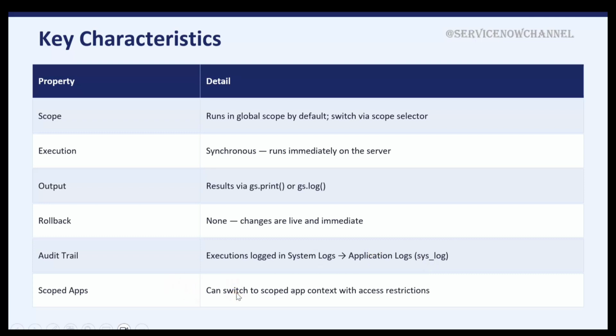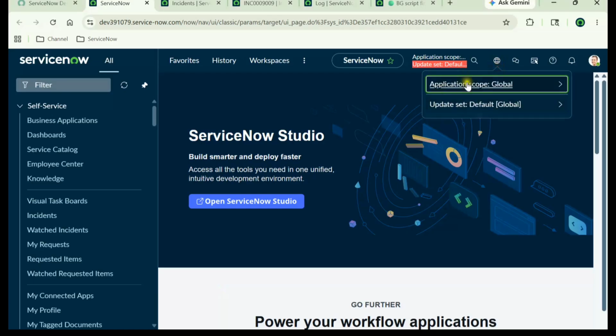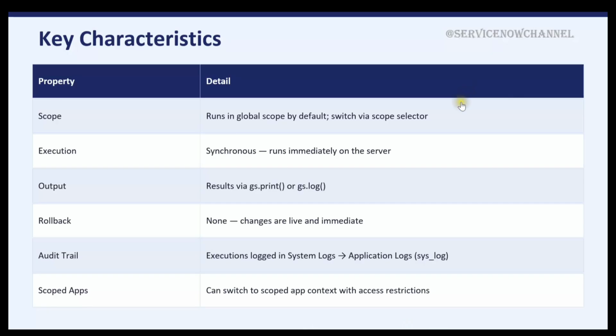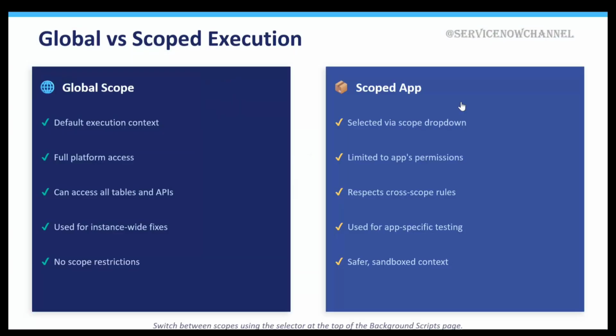Scoped applications. That's what I said before: we can change the scope in our instance at the scope selector. Here you can select the applications. But by default it will be global. Okay, next, global versus scoped executions. Global scope: the default execution, as I said before, is the default execution.